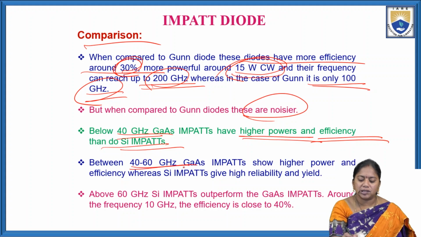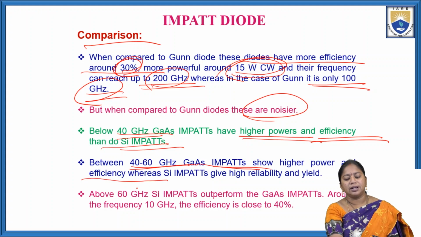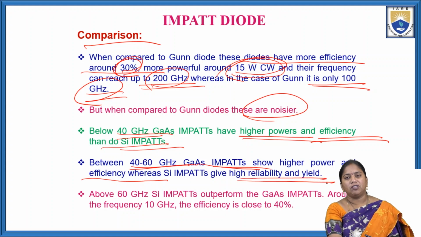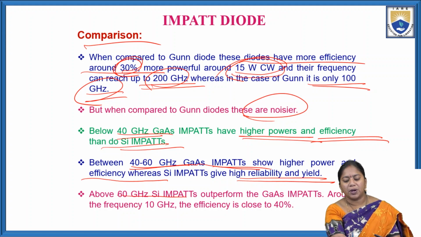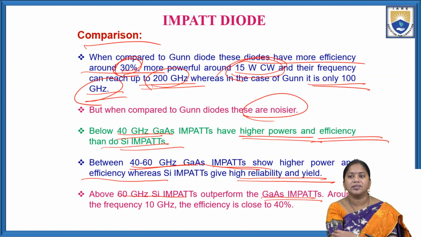Between 40 and 60 GHz, gallium arsenide impact diodes show high power and efficiency, whereas silicon impact diodes give high reliability and yield. Above 60 GHz, silicon impact diodes are better than gallium arsenide impacts.